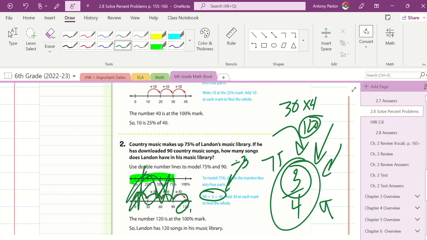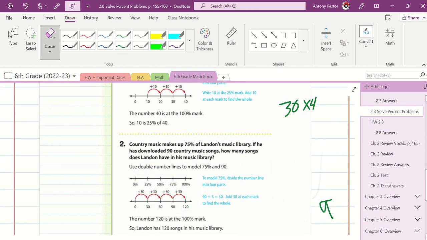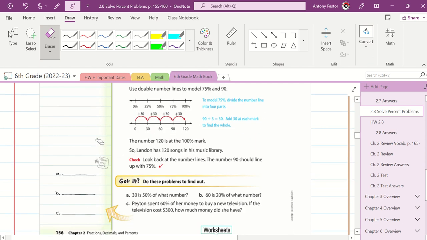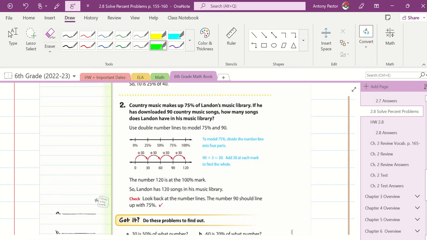The number line stuff is a hot mess, and I don't like it. I don't like it. Sorry, I'm getting on my soapbox here in this video. I'm not a fan of the number line stuff. The number is 120 at the 100% mark, so Landon has 120 songs in his music library. Again, let's just take the information. I can show you a different way, because I don't like this number line stuff.